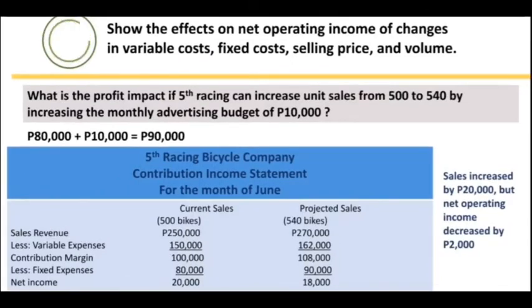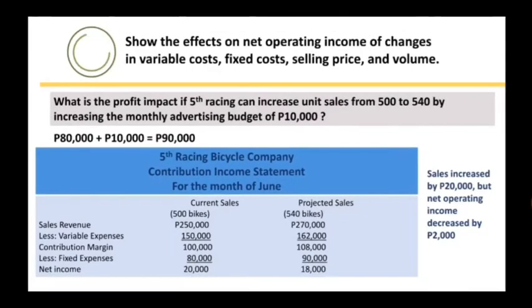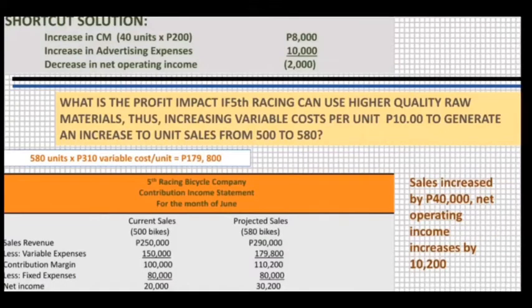In the third column, we have projected sales for 540 bikes. We have sales revenue of 270,000 minus 162,000 equals contribution margin of 108,000, less 90,000 equals net income of 18,000. So the sales increased by 20,000 but net operating income decreased by 2,000. If you want an easier solution, we have a shortcut to get the answer.